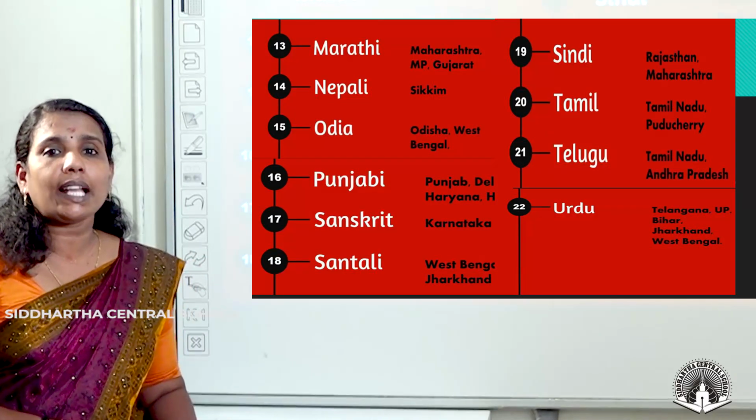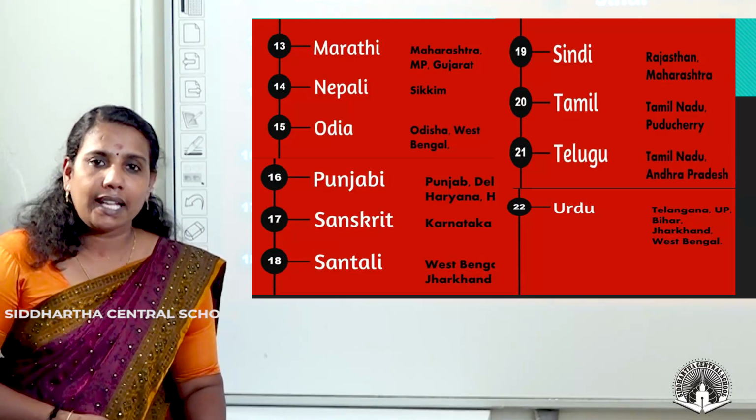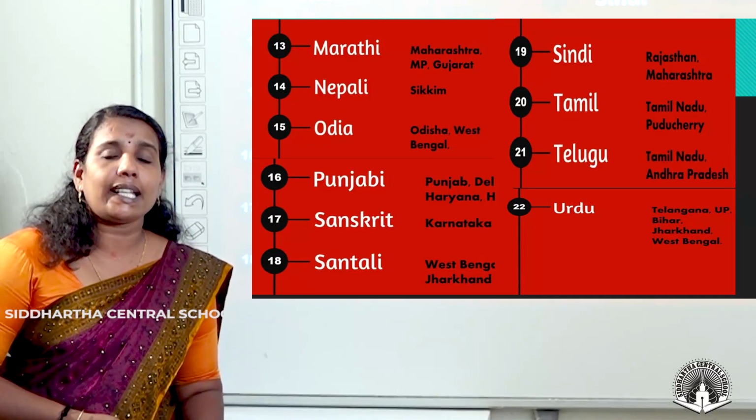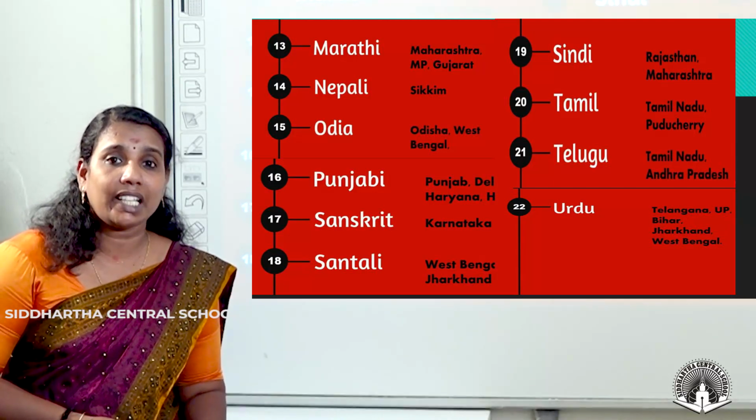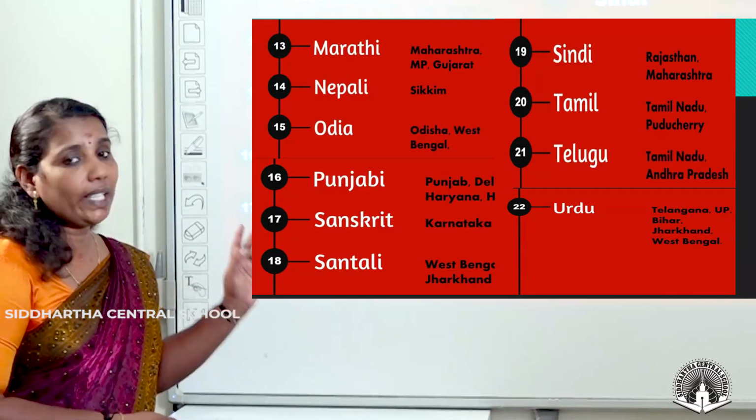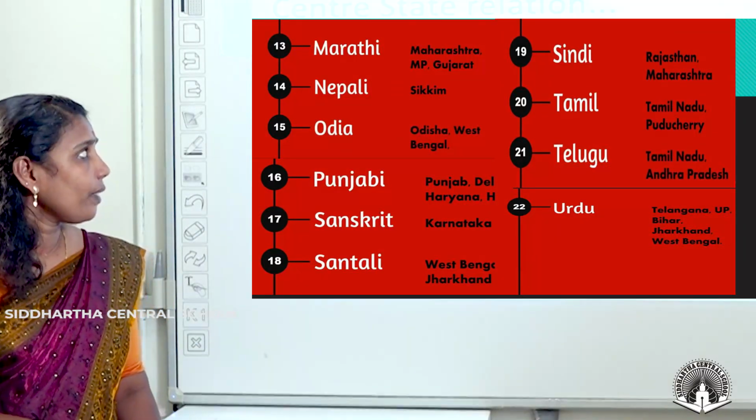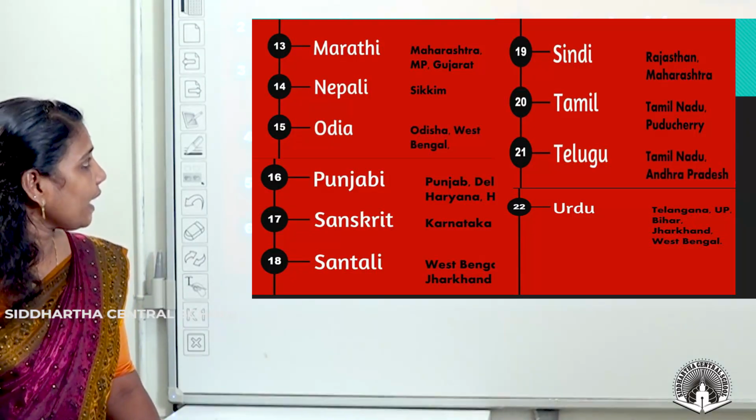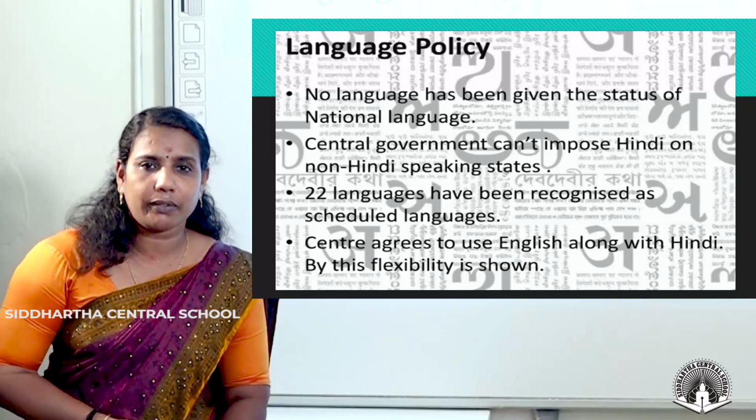These 22 languages are known by the name scheduled languages. And the candidate can write the examination, mainly for the central government position, in any of these languages. And we can see that the use of English was stopped in the year 1965.